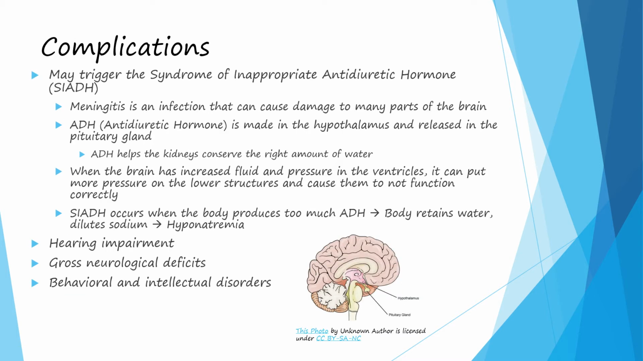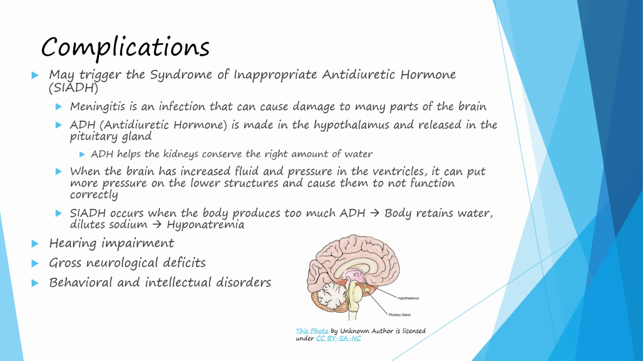All right, complications of infant meningitis. So one of the big ones is that it may trigger the syndrome of inappropriate antidiuretic hormone, also known as SIADH. Meningitis, as we know, is an infection that can cause damage to many parts of the brain. ADH, antidiuretic hormone, is made in the hypothalamus and is released in the pituitary gland. And ADH helps the kidneys conserve the right amount of water.